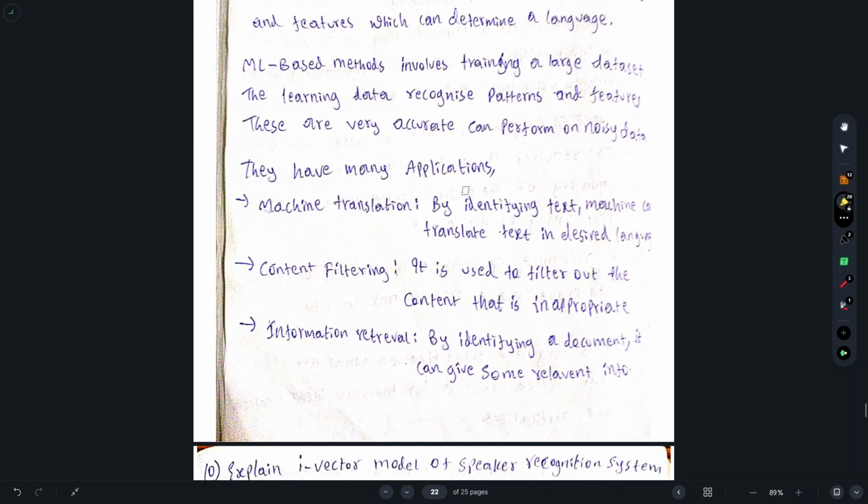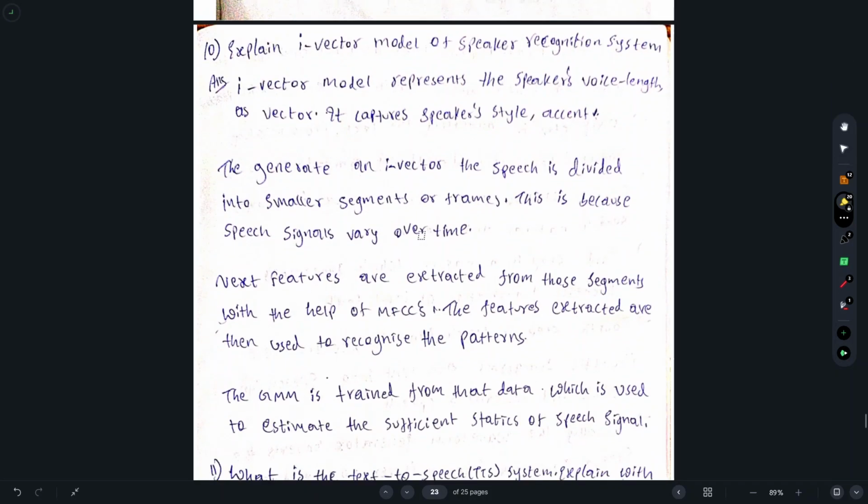And this may have many applications. Machine translation: by identifying the text, a machine can translate the text in the desired language. Content filtering is used to filter out the content that is inappropriate. Information retrieval: by identifying the present document, it will find out the content in that and try to deliver relevant information.